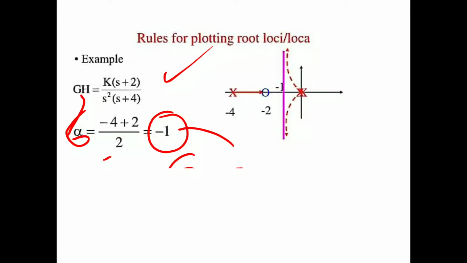So this minus 1 point is called the centroid, and whatever angles of asymptotes we get in the root locus are drawn with the help of the centroid. The centroid is the point from which the angles of asymptotes are drawn. There are two angles of asymptotes for this equation, one of 90 degrees and the other of 270 degrees. Both are coming from the centroid, one at 90 degrees and another at 270 degrees.